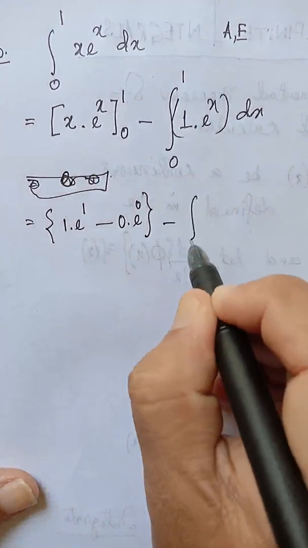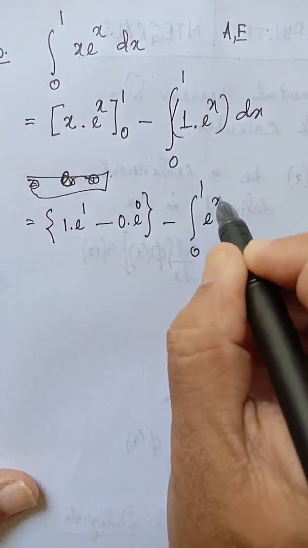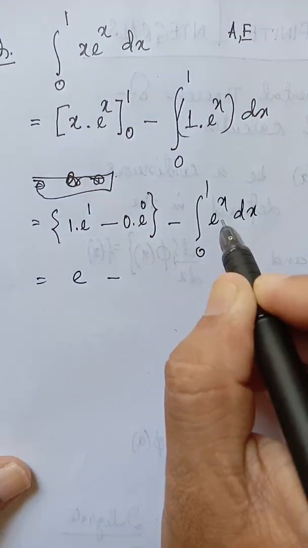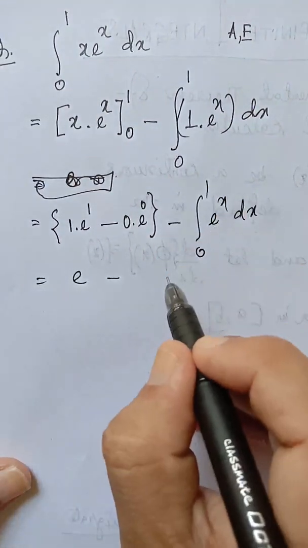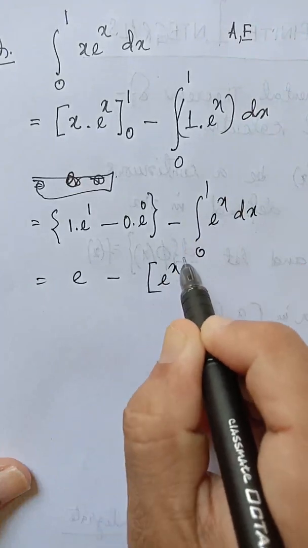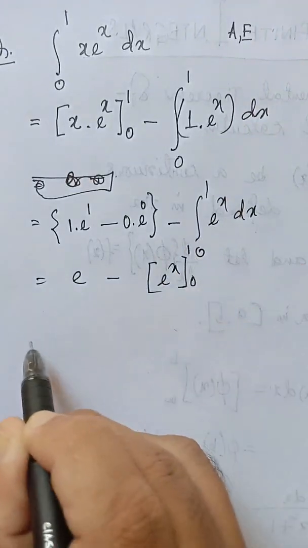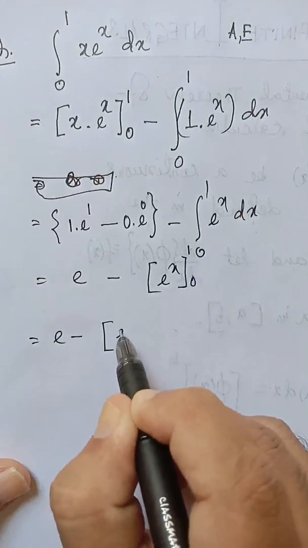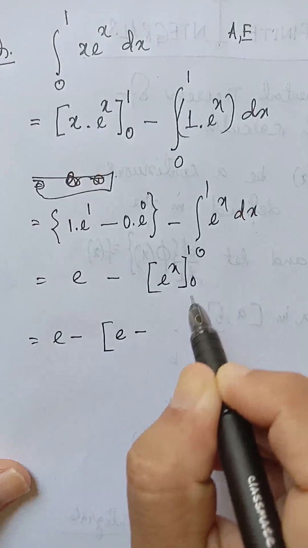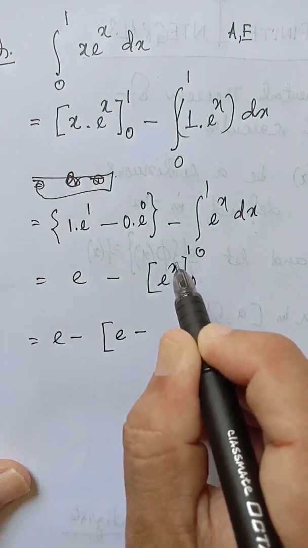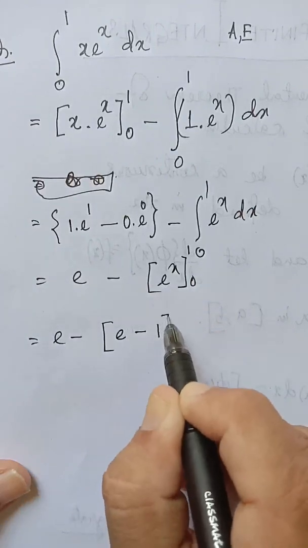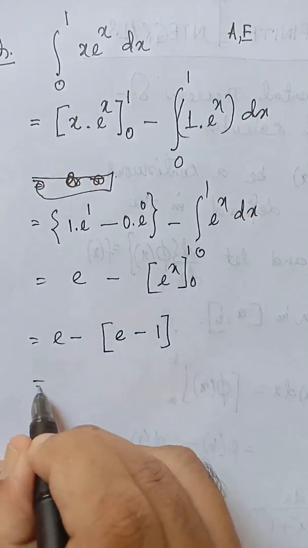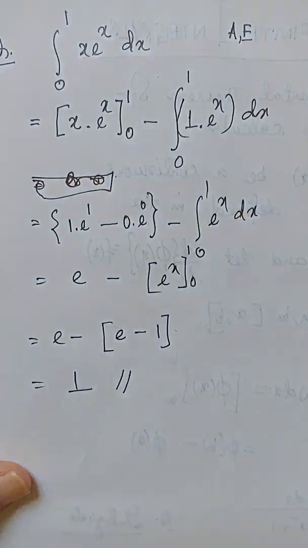Next, the integration of this part, 0 to 1 e to the power x dx. 1 into e is e, minus integration of e to the power x, which is e to the power x. The limit is from 0 to 1. So e minus, first we will put x equal to 1 here, it will be e to the power 1, that is e, minus, we will put x equal to 0, e to the power 0 is 1. So e minus e plus 1, so this will be 1, its answer is 1.